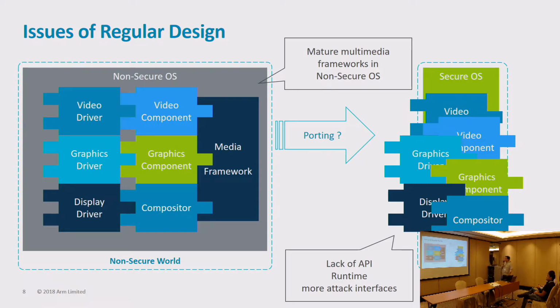Because software needs many statuses of the media when the multimedia framework is working, it may need to call many APIs to know the status. It causes many switchings. And if we put everything, the drivers, the decoder, everything, into the secure OS, we increase the attack surface of the secure OS.